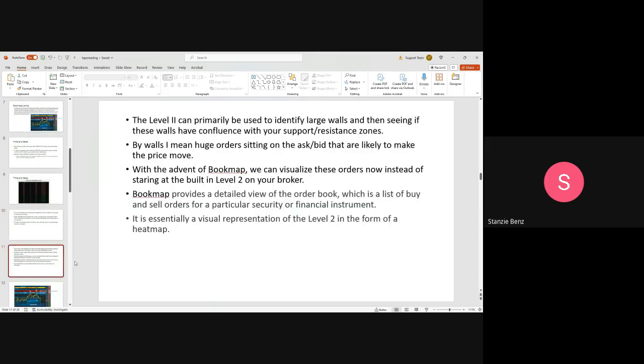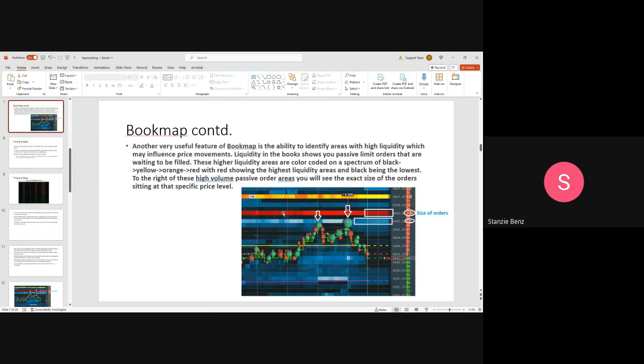So level 2 can primarily be used to identify large walls and then seeing if those walls have confluence with your support resistance zones. On Bookmap, when you look at those color-coded levels, you're trying to see if these line up with zones you have. If they do, that's adding confluence to your own zone, to your trade.